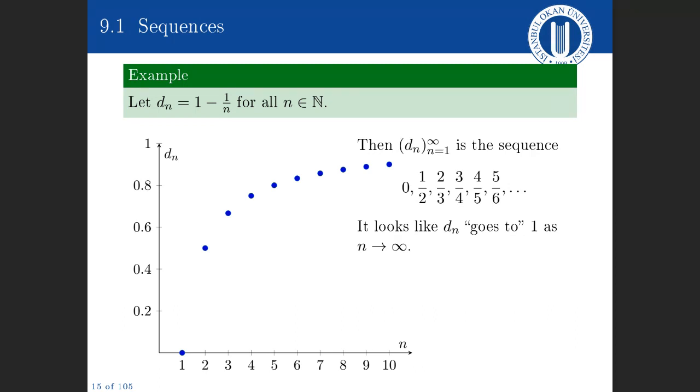A fourth example, let d_n be the sequence 1 minus 1 over n. So that's the sequence 0, 1/2, 2/3, 3/4, 4/5, 5/6, etc. It looks from this graph that d_n goes to 1 as n tends to infinity.